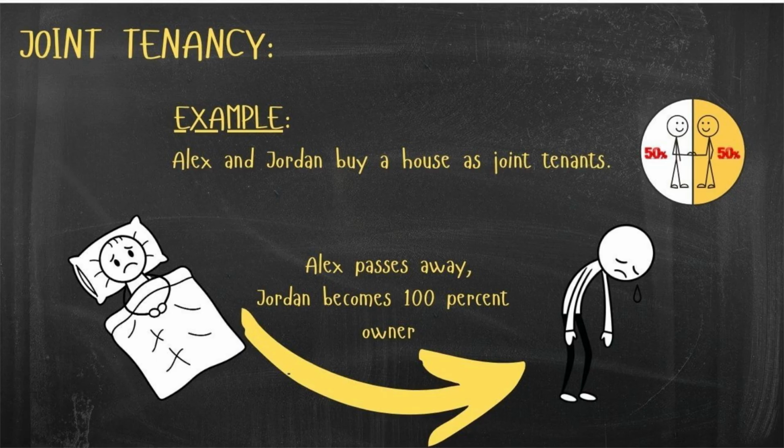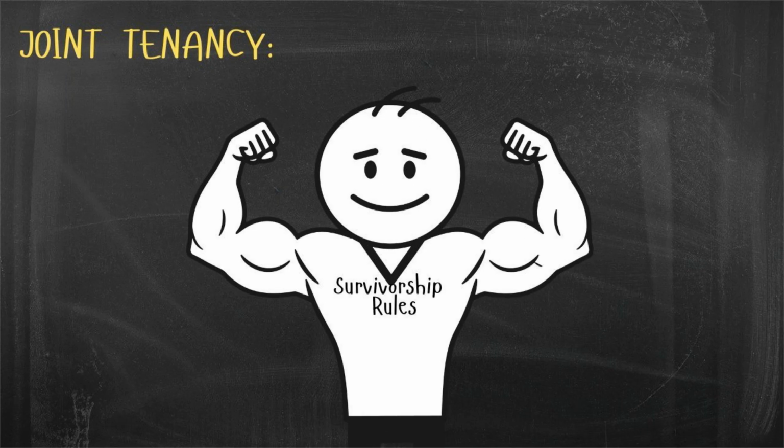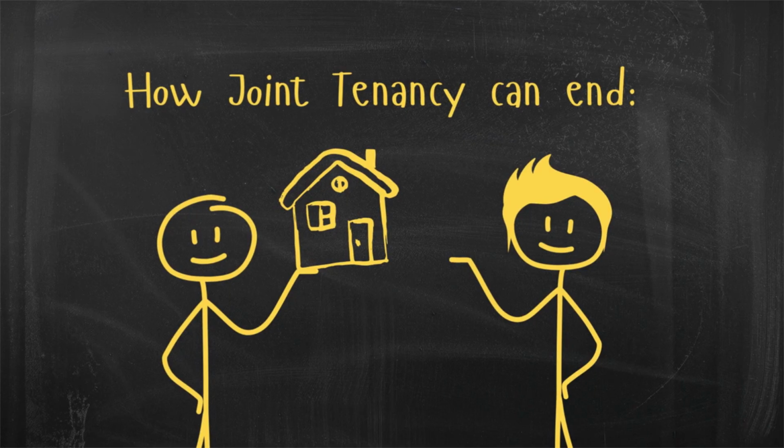Example, let's say Alex and Jordan buy a house as joint tenants. They each own 50%. If Alex passes away, Jordan automatically becomes the 100% owner of the property. Even if Alex's will says they want their share to go to someone else, it does not matter. The survivorship rule controls. How joint tenancy can end: joint tenancy can be broken if one owner sells or transfers their share.